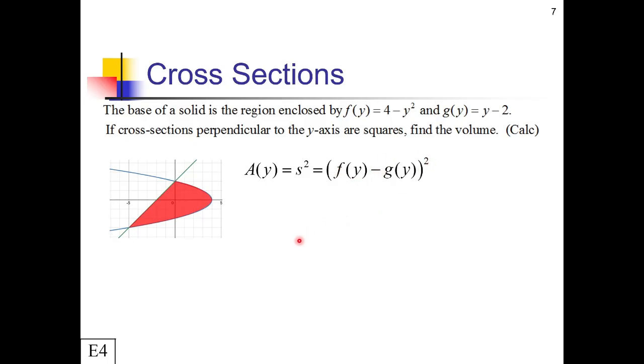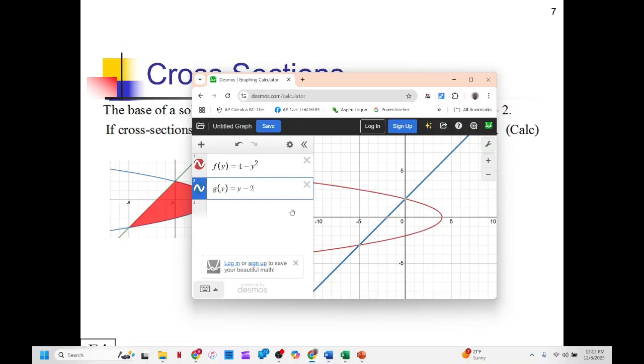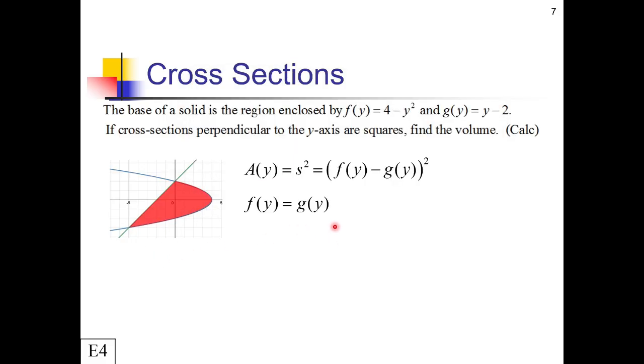We also need to figure out the limits of integration. Looking at the graph here, it looks like -3 and +2 for the y values, the beginning and end of this. But let's just go on Desmos since we have it pulled open. And yes, down here we've got -3 for the y value. Up here is definitely +2. Cool. So we have f of y equals g of y at y equals -3 and 2. So we're just going to take the integral now from -3 to 2 of a of y dy.